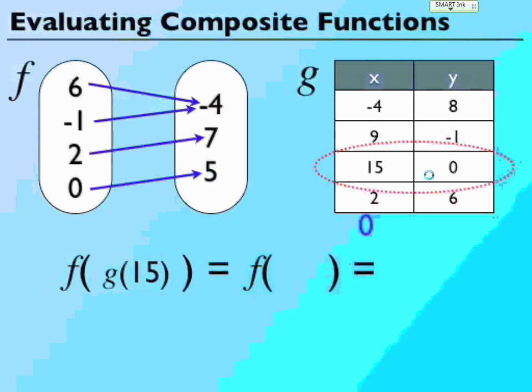So let's take that 0. Now that goes in place of g of 15. So what is f of 0? F of 0 is 5. So we have to use both of our functions here, and we have to do it in the correct order, always starting with the inside.